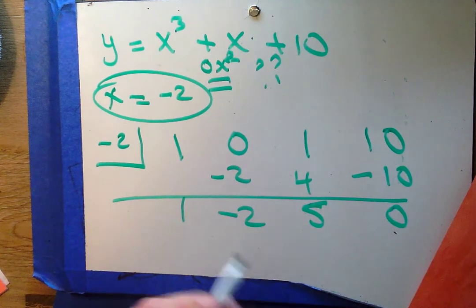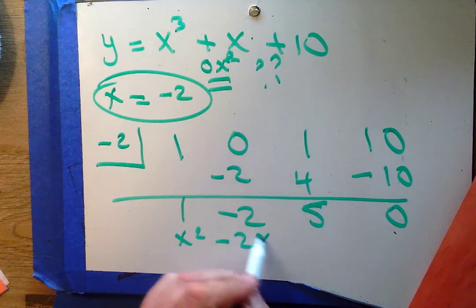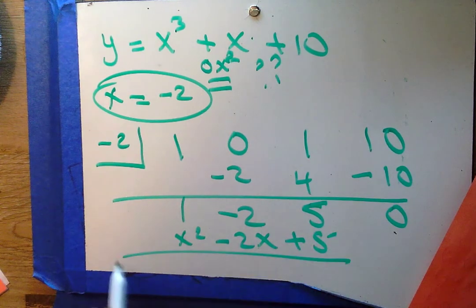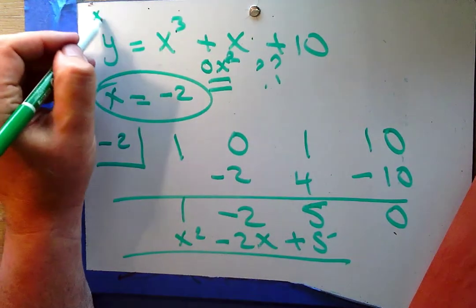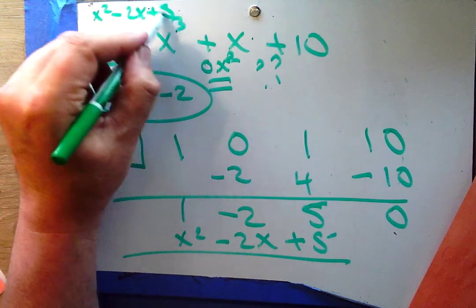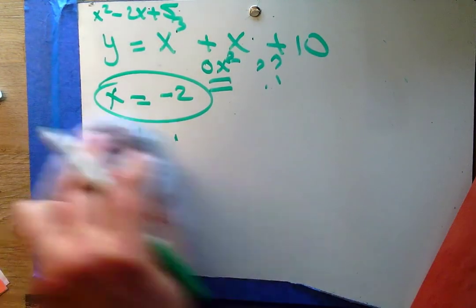Great. So now we've got x squared minus 2x plus 5. Can you factor that? Yeah, me neither. But what I can do is use the quadratic formula on this, find the x-intercepts, and then turn those x-intercepts into factors. So let's see what that looks like. Okay, we're now going to work with x squared minus 2x plus 5.